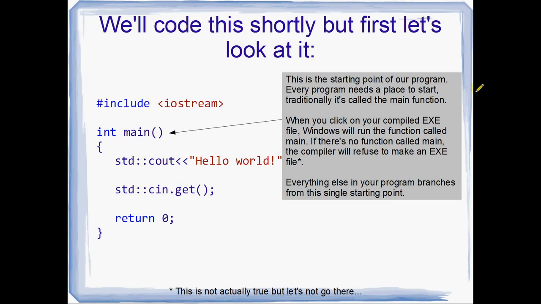Anyway, this is the starting point of our program. Every program needs a place to start. And traditionally, it's called the main function. You can actually change the name of it, but it's not a good idea at the start, anyway. But you can call it whatever you want in the end. For now, by default, Windows is going to look for the main function. So when you click on your compiled exe, Windows runs the function called main, and if there's no such function, the compiler will refuse to make an exe file.